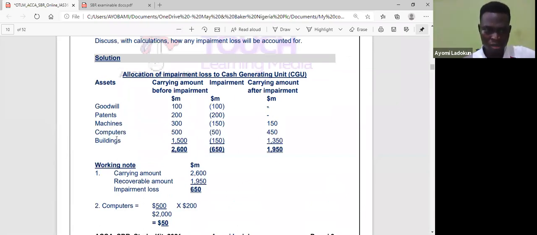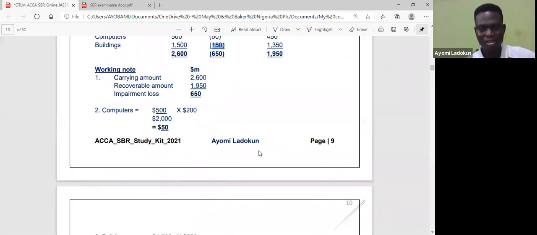I will now allocate the 200 between computers and building. Okay, so I just add this 500 plus this 1500. It gives me 2000. I will now say 500 divided by 2000 multiplied by 200. So it gives me 50. Then 1500 divided by 2000 multiplied by 200. It gives me 150. So that I can have this figure. And that is it.